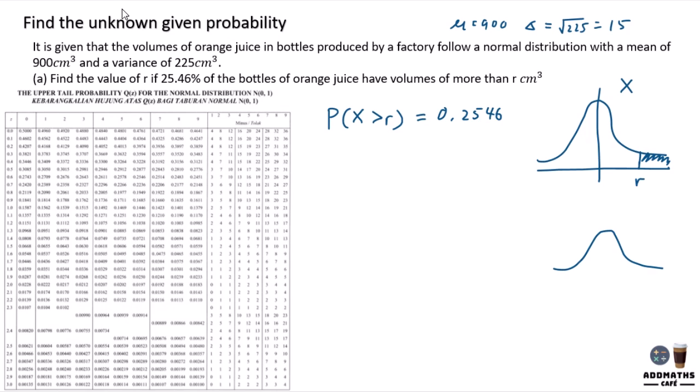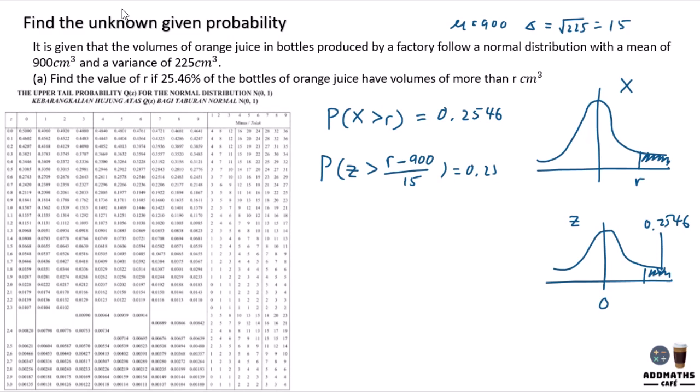Then you need to transfer into Z form, where your R is transferred to Z and this is your area. So your area here will be 0.2546. To transfer into Z form, apply the formula. You do not know what R is. R minus 900 divided by 15 will give you an area of 0.2546. Now find 0.2546 from the table. I can see that 0.2546 is on this part. You can find it slowly, and this is 0.66.